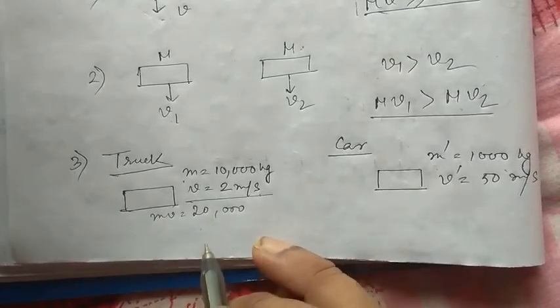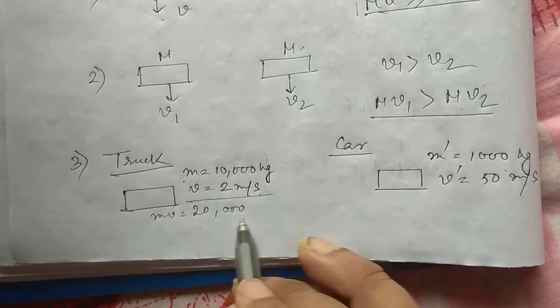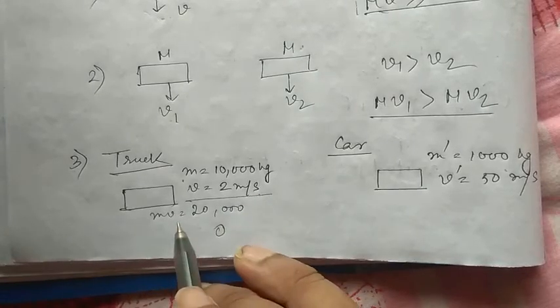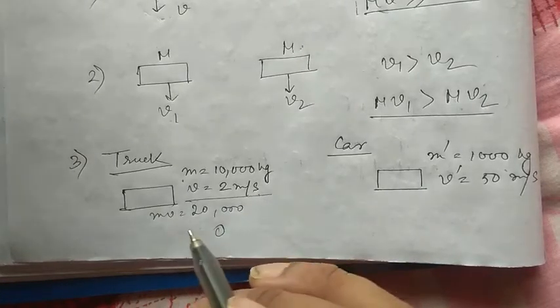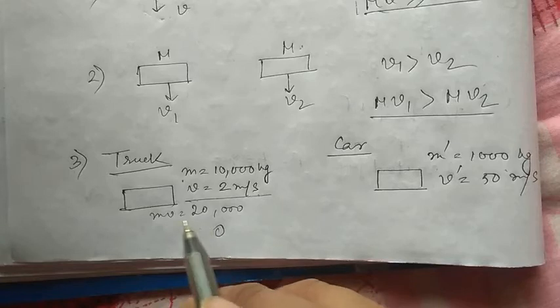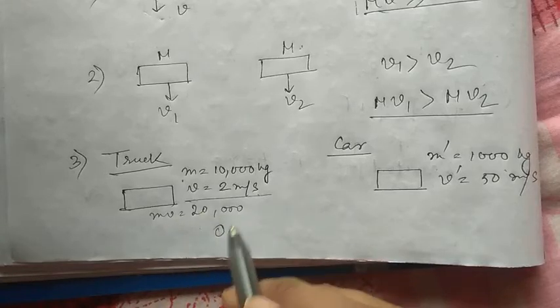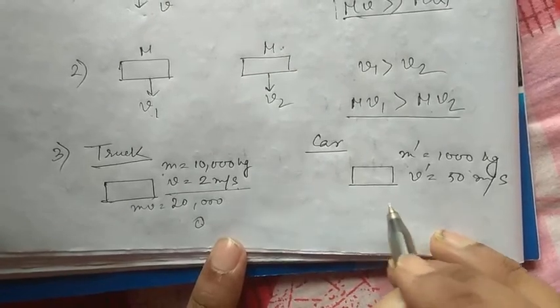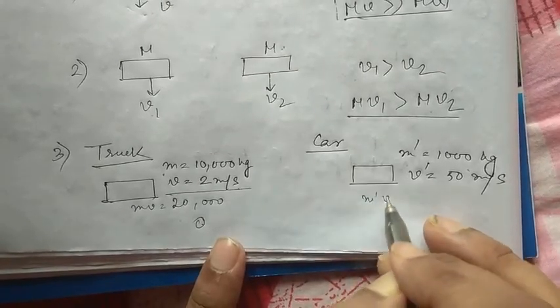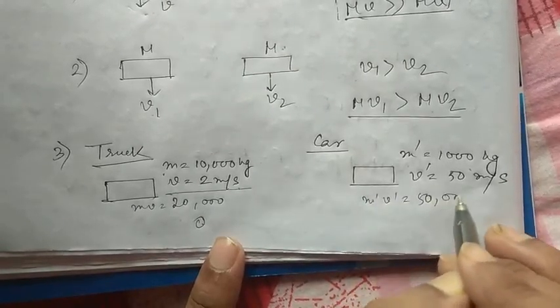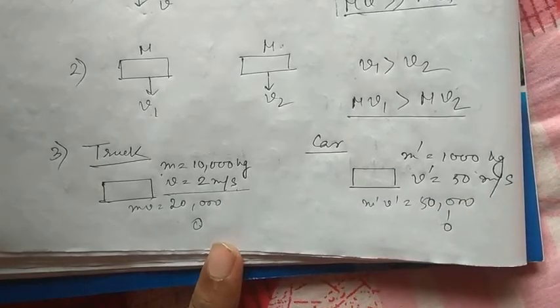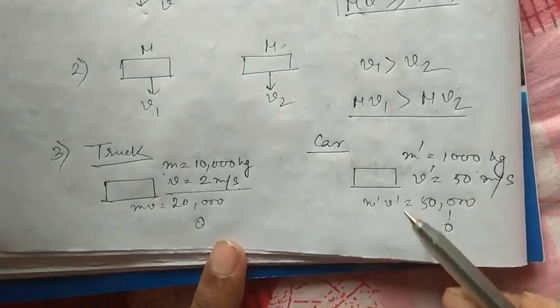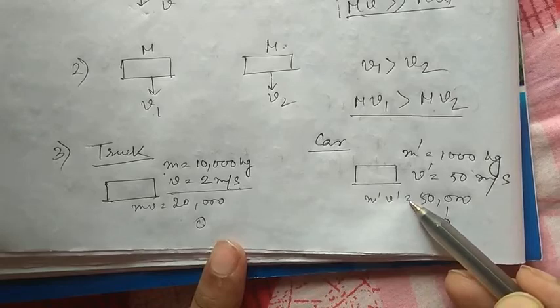Now to stop the truck, we have to convert this 20,000 to 0, as when the truck stops, the velocity of the truck will become 0. So the change in momentum will be from 20,000 to 0. Whereas for the car, the change in momentum will be 50,000 to 0. Now this will require more force to stop.